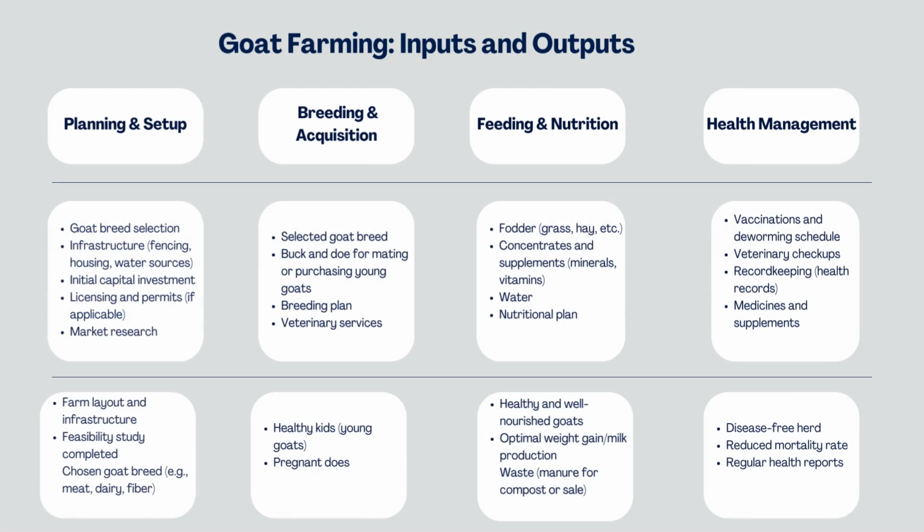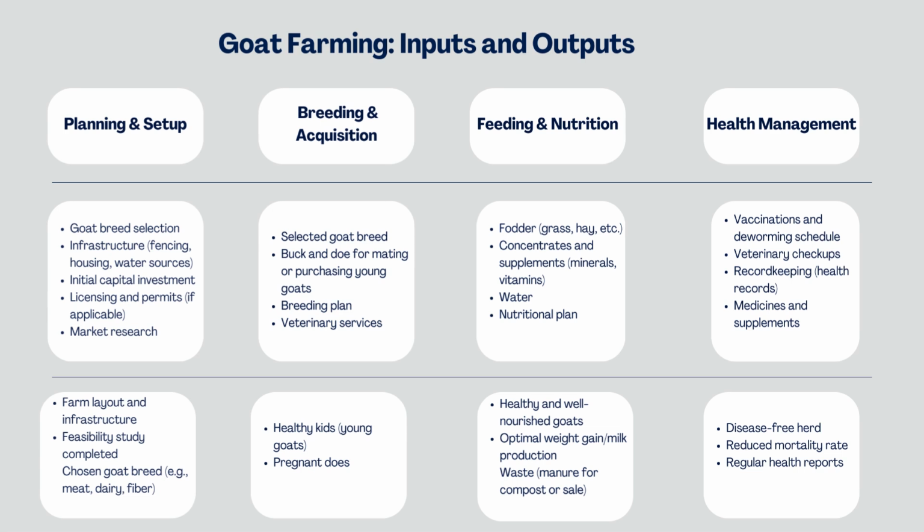Now, if we were to understand the inputs and the outputs of these high-level processes that I talked about, let's look at the first 4 so I can give you an example. When you see planning and setup, an input would be the goat breed selection, the infrastructure, fencing, housing, water resources, initial capital investments, licensing and permits if applicable, as well as market research. And that means that our output is going to be farm layout and infrastructure, the feasibility study that's been completed, and the chosen goat breed, e.g. for meat, dairy, or fiber.